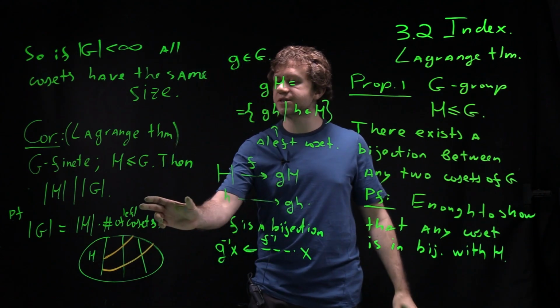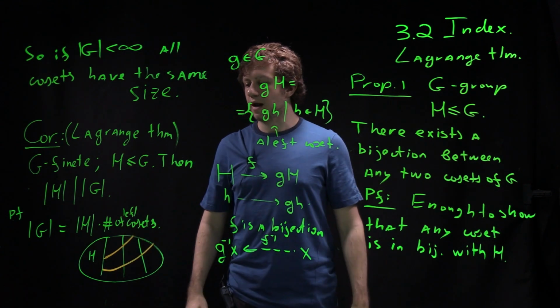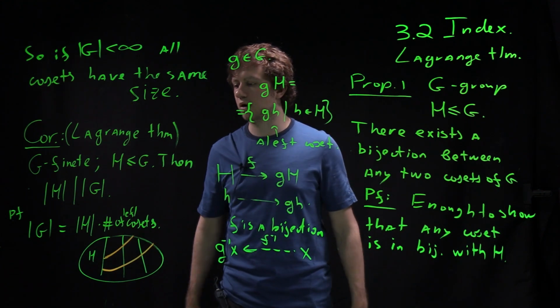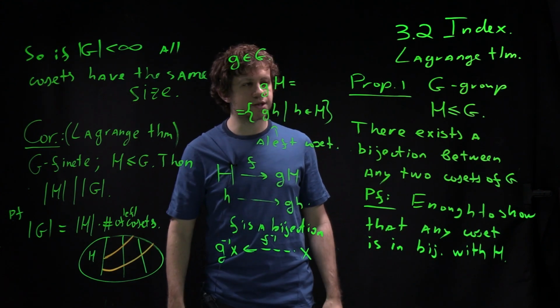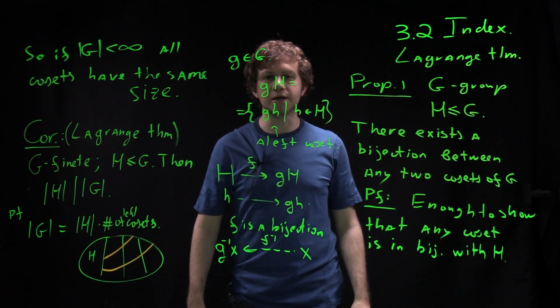Okay, so we have this interesting number, which is the number of left cosets, and for a finite group, it follows it's the same as the number of right cosets, and I want to discuss it in slightly more detail. So that's what's called index.